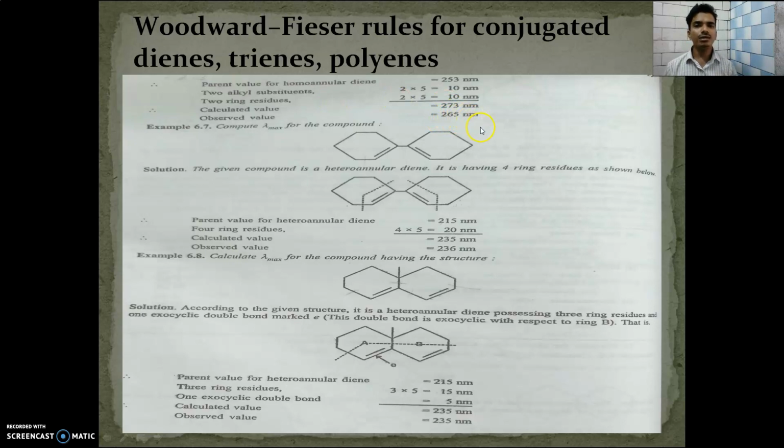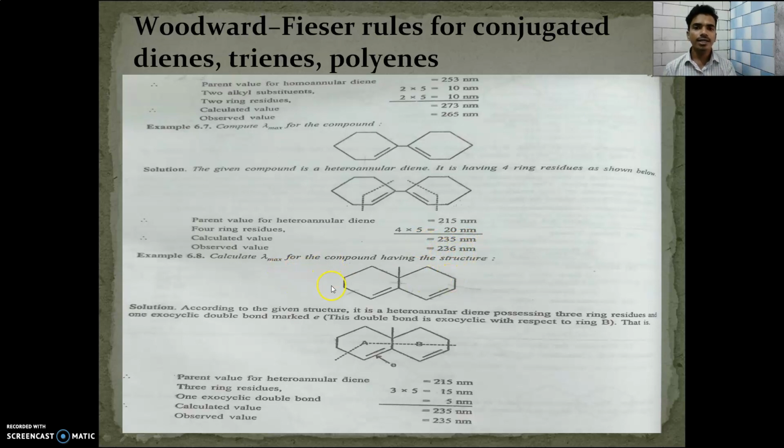So this is the way we theoretically calculate the values for conjugated dienes, trienes and polyenes, and compare them with the values acquired from the instrument. Another example, the lambda max of this compound, which is a heteroannular diene. The parent value is 215 for the heteroannular diene, and 4 ring residues are there: here 1, 2, 1, 2. So it becomes 4, and 4 into 5 becomes 20 nanometers. So the calculation sums to 235 theoretically, and the practically observed value is 236 nanometers.